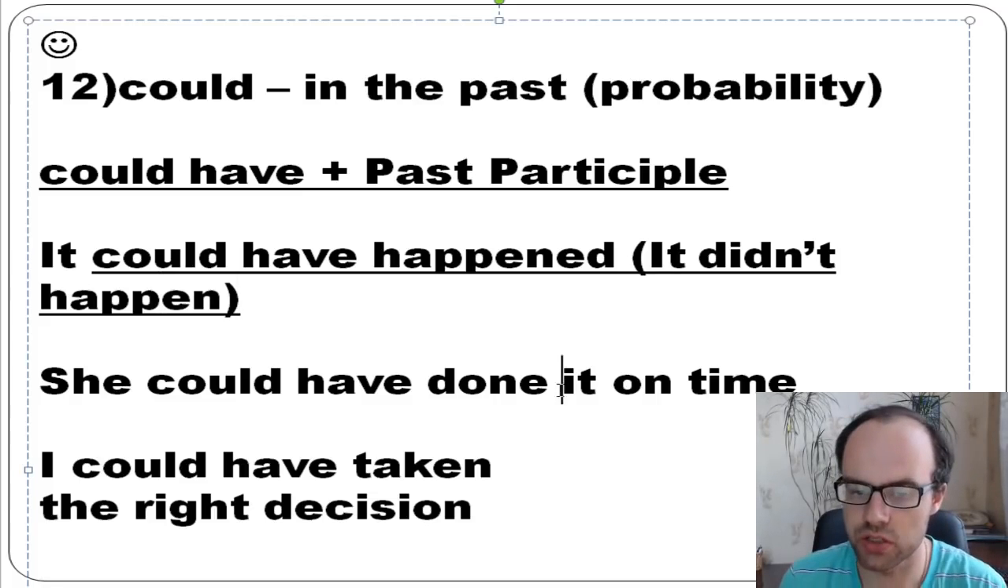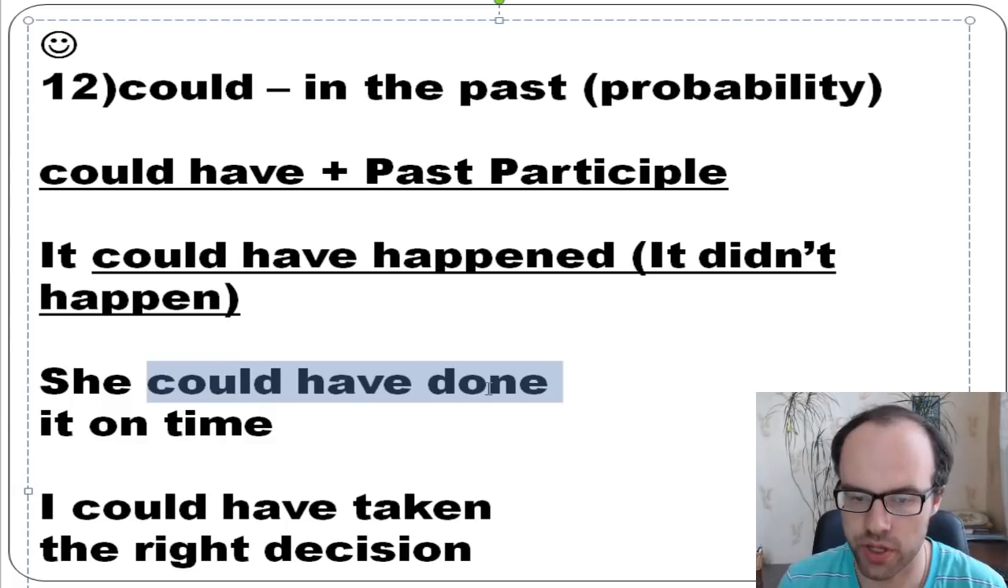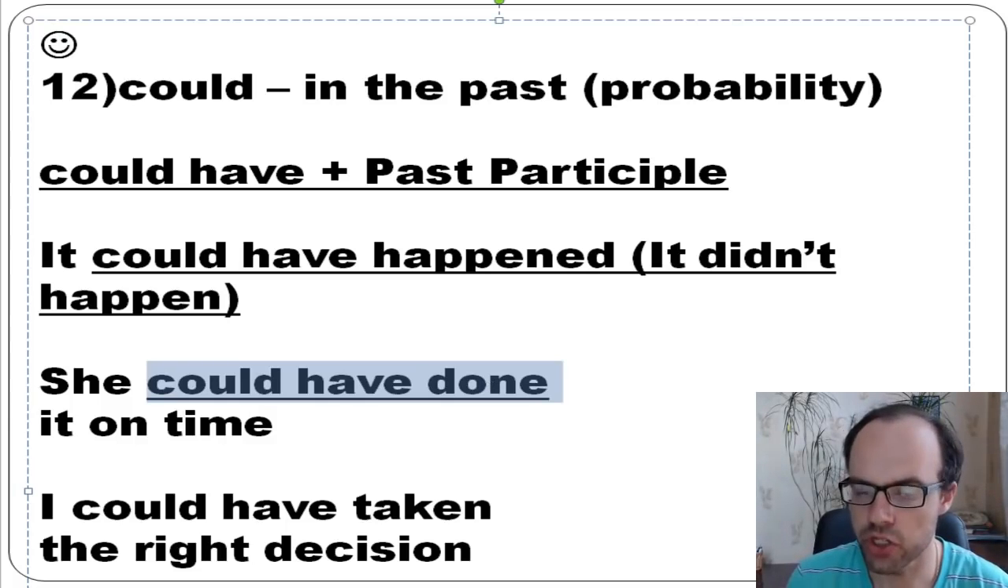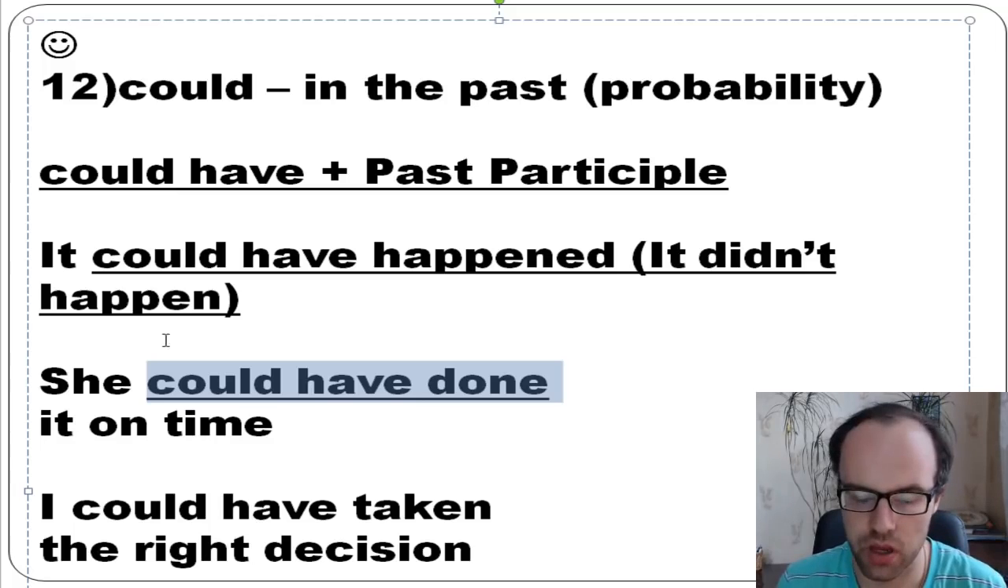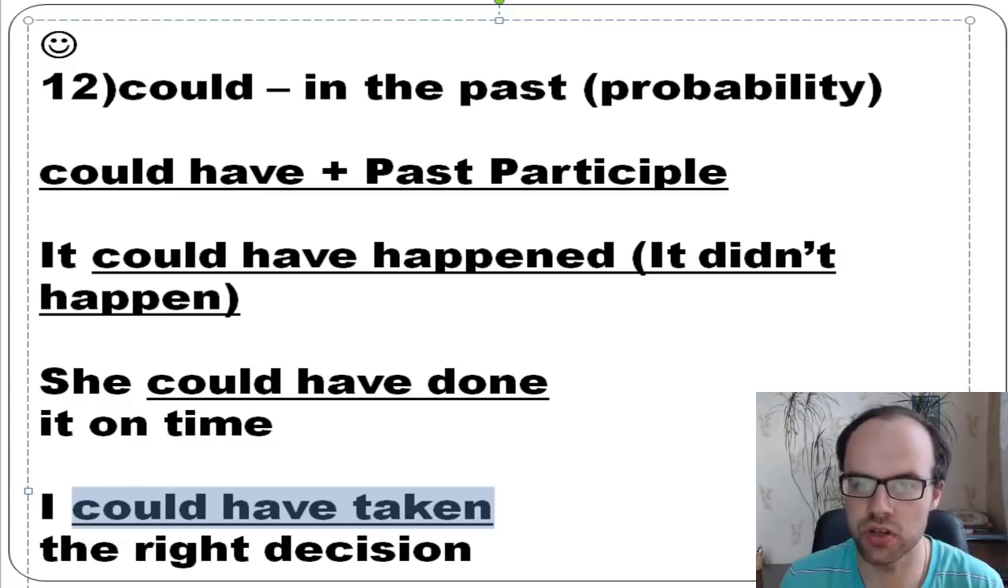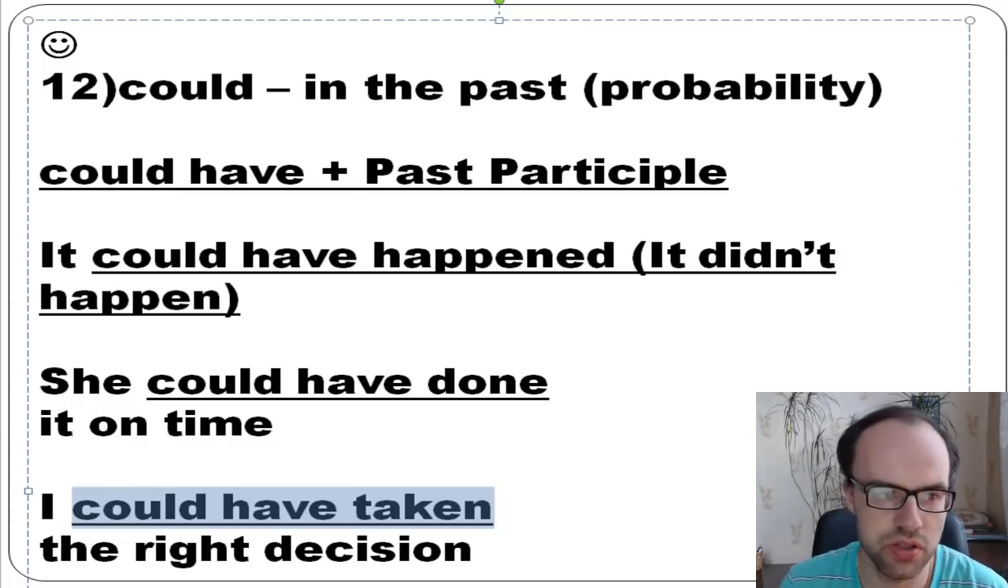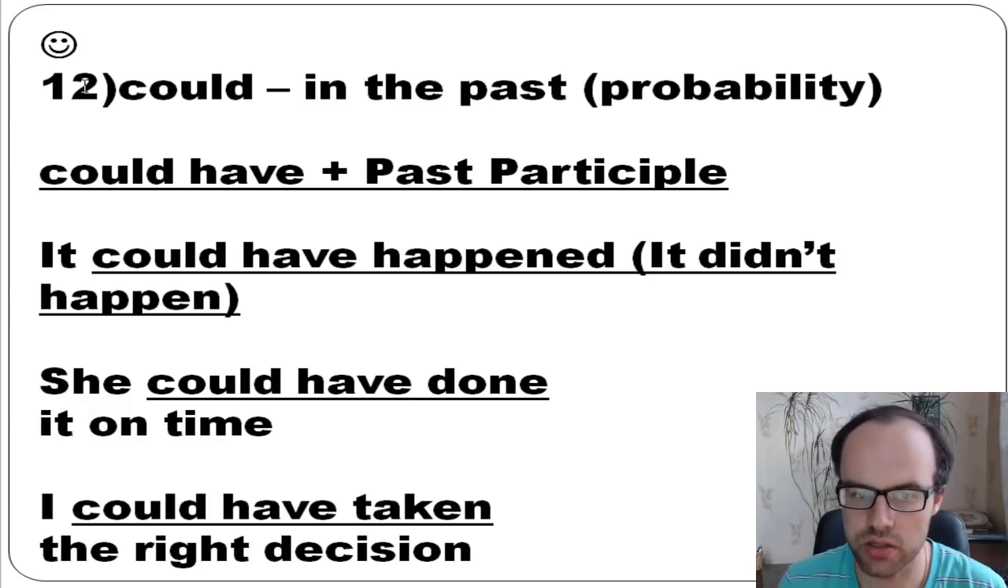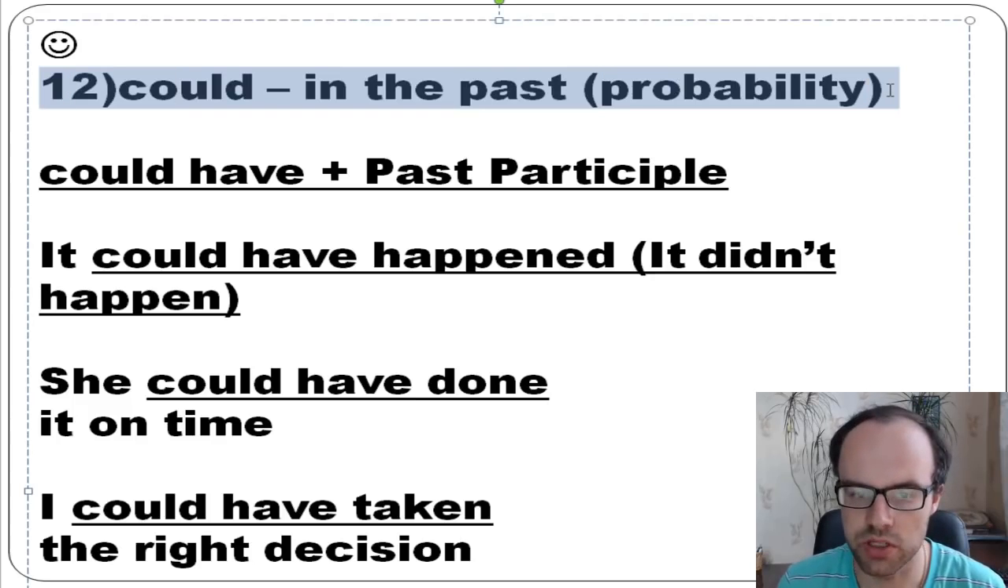She could have done it on time. Could have plus past participle, but she didn't do it on time. I could have taken the right decision, yeah? Have taken, could have taken, but I didn't take the right decision, yeah? So I took the wrong decision. Could have taken. So you see, could in the past, so it's about probability.